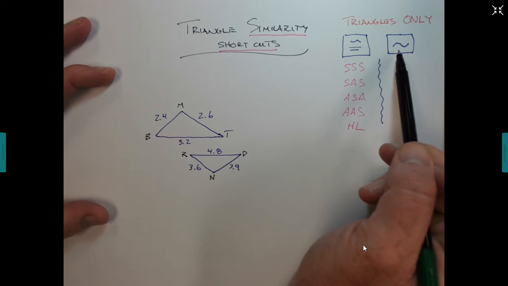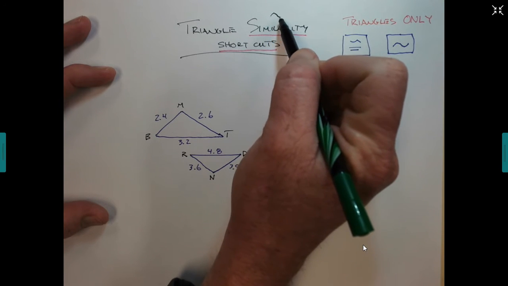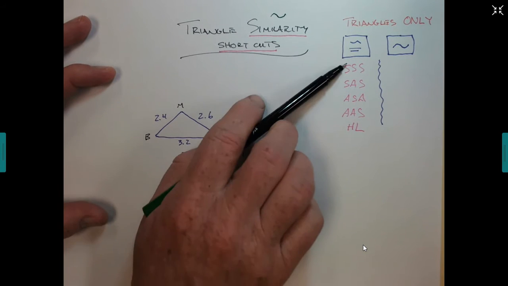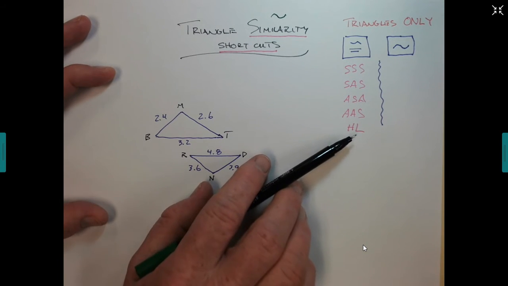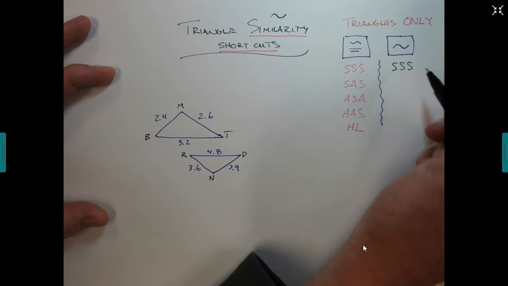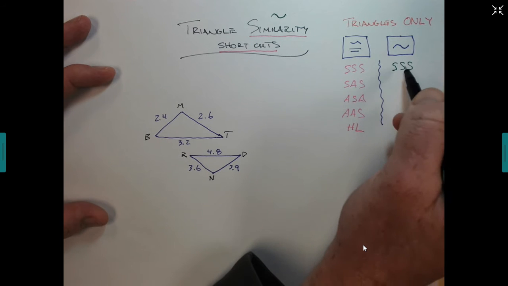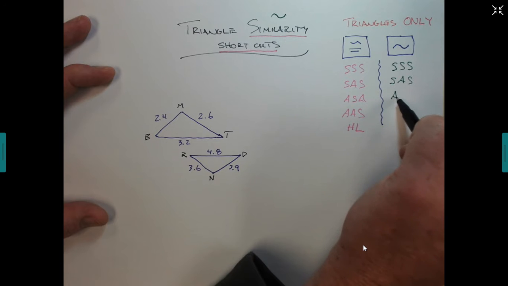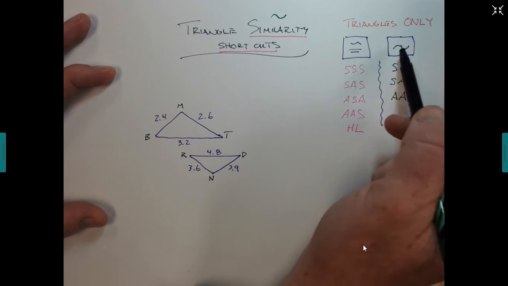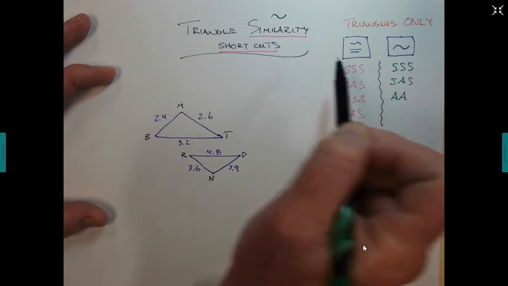This is the symbol for similarity. So remember, similarity is a single squiggly mark. There's not 5 for us to investigate. There's only 3. The 3 shortcuts for similarity are side-side-side, side-angle-side, and angle-angle. But the method in which we investigate this is obviously different because these 2 situations are different.